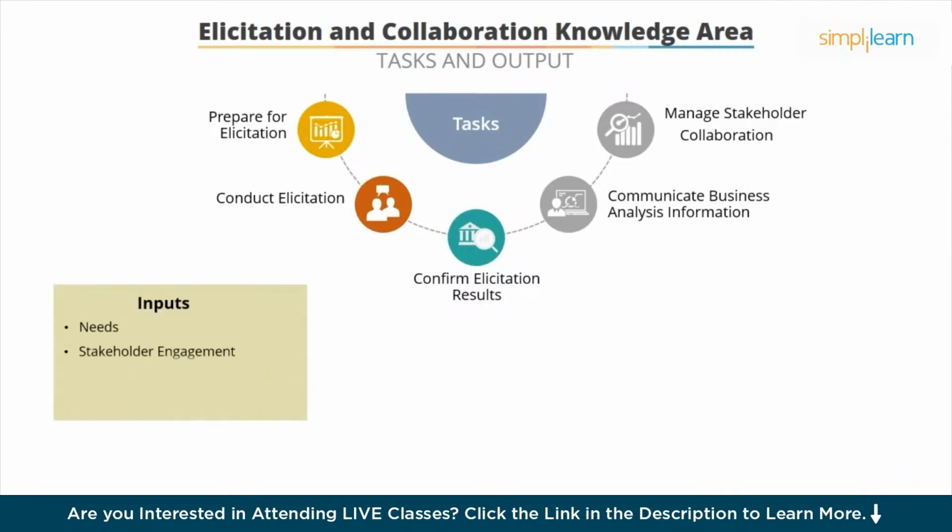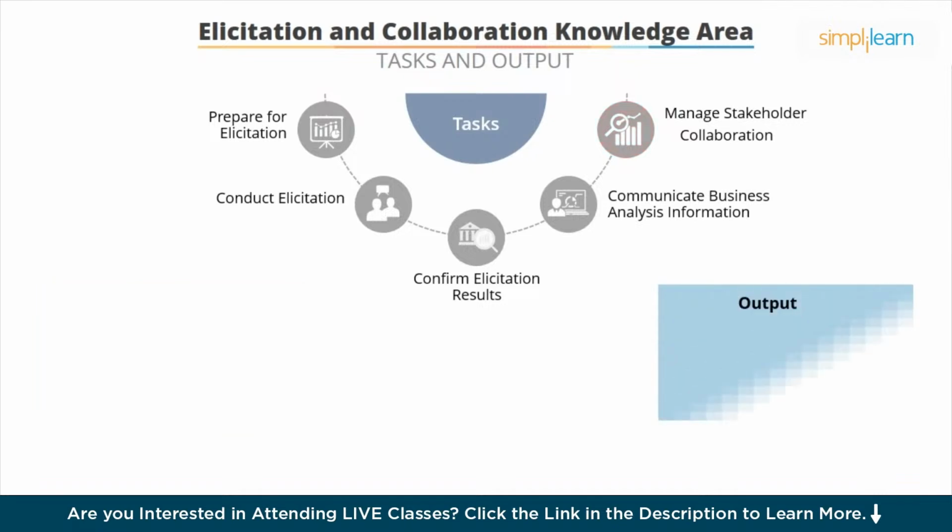Needs and stakeholder engagement approach are inputs to the task prepare for elicitation. Business analysis information and stakeholder engagement approach are inputs to the task communicate business analysis information. Stakeholder engagement approach and business analysis performance assessment are inputs to the task manage stakeholder collaboration.